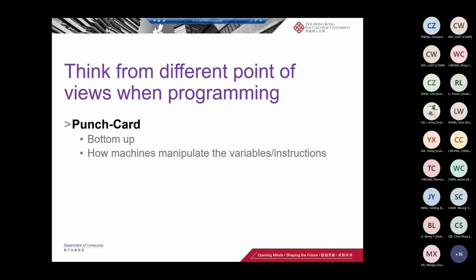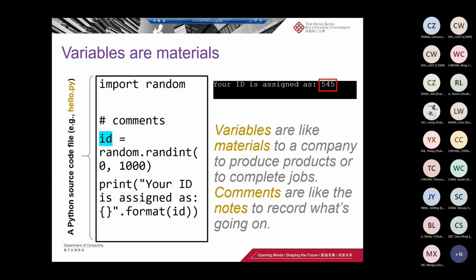Once we have the materials and once we have the right person doing the right job, the company just runs smoothly, which will generate a random number every time and display it on the screen. This is what the company is doing.